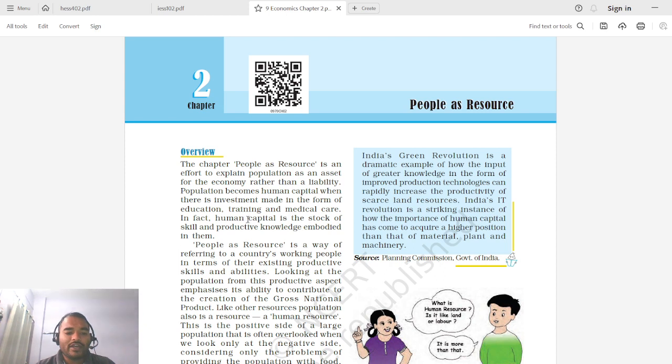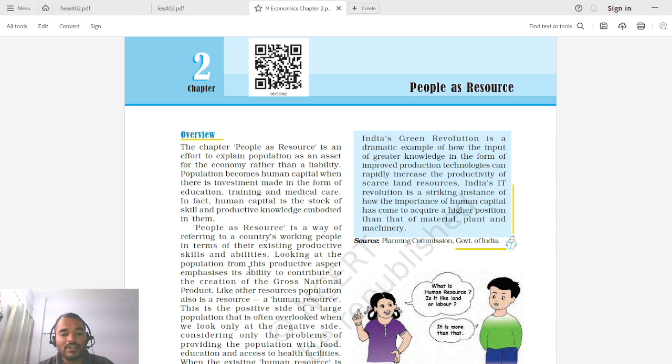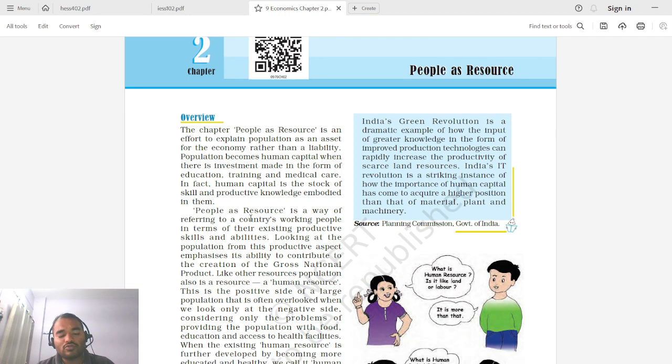Okay, so in fact human capital is a stock of skills and productive knowledge embodied in them. People as a resource is a way of referring to the country's working people in terms of their existing productive skills and ability. So when we say people as a resource, it means that there is a country in which certain people have got a certain range of skills with which they can work. So that is the meaning of people as a resource.